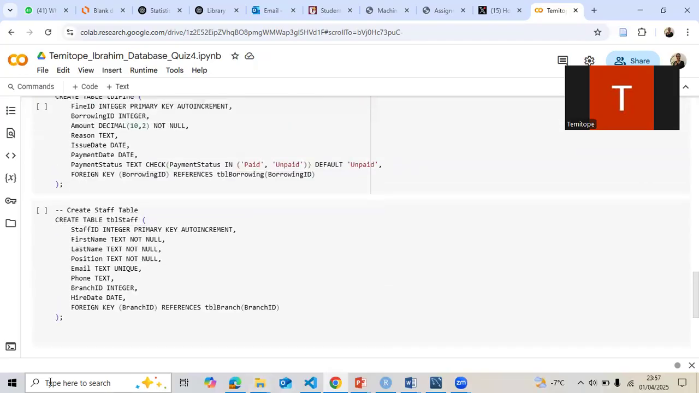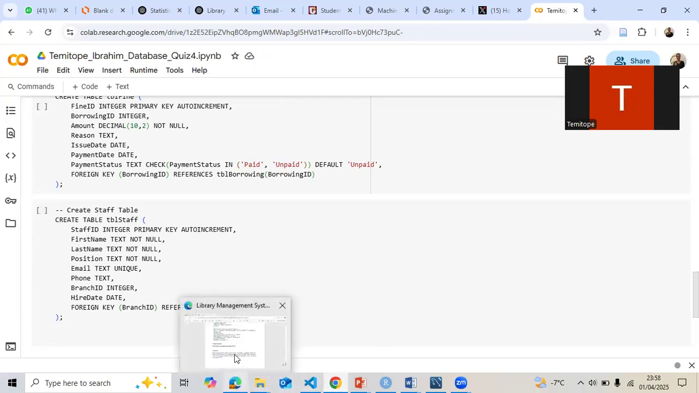So this is the last one, the staff table. Create staff table, then staff ID, which is an integer, must be a number, is a primary key. First name must not be empty, last name must not be empty, and they must be text. Position must not be empty. Email address, we are not told whether it's empty or not. So branch ID integer. The foreign key here is the branch ID. The primary key here is the staff ID. This branch ID is the primary key of the branch table, but in this table it serves as a foreign key.